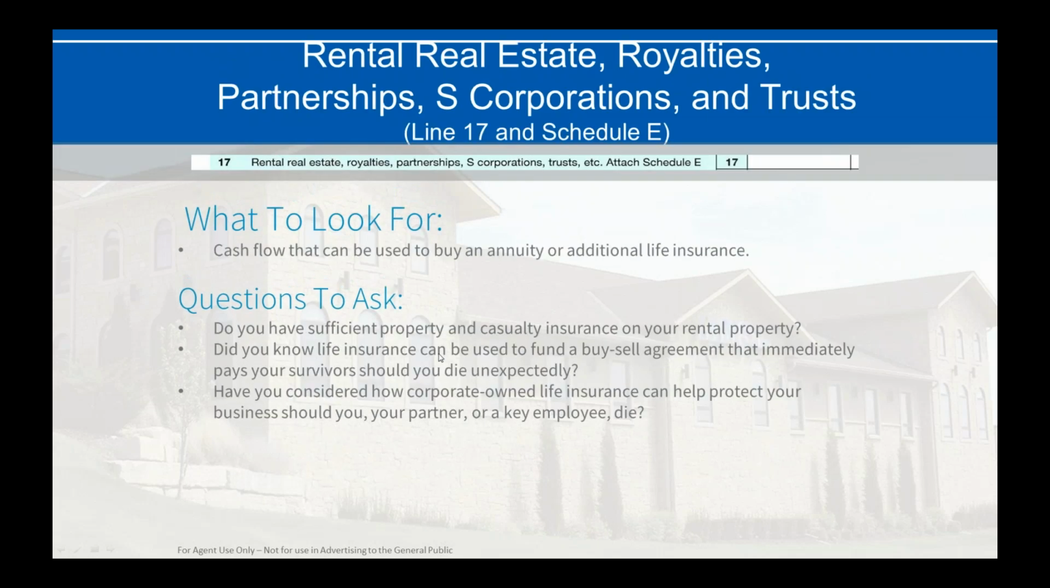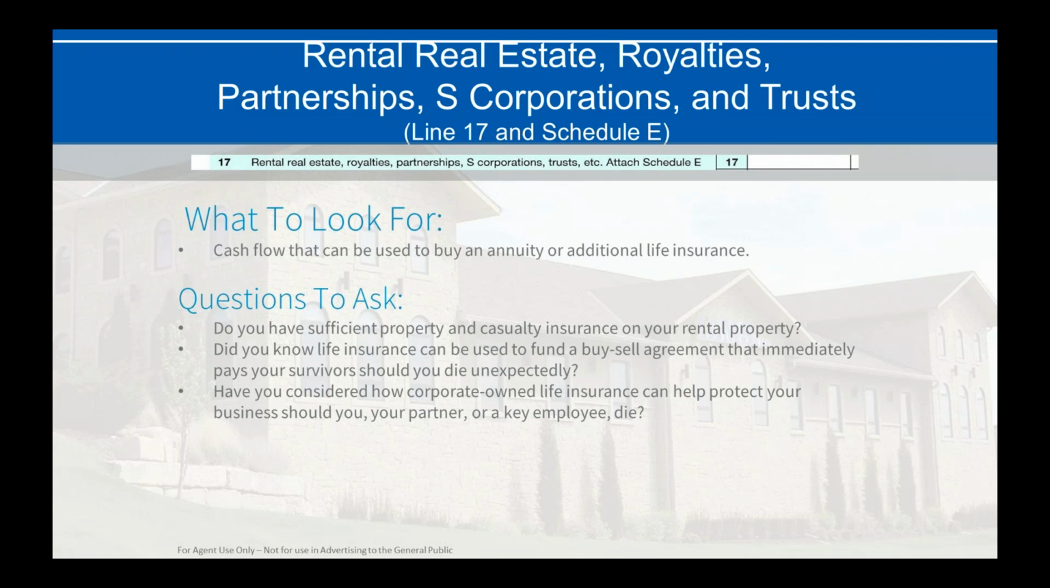Okay, moving on, rental, real estate, royalties, partnerships, and so on, line 17 and Schedule E. Cash flow that can be used to buy an annuity or additional life insurance. Again, income. What are you doing with the income? What's it designated for? What do you usually do with that? Does it turn around and use? Do you put it back into your business? Is it just building up in a retirement account but not really doing what you want it to?